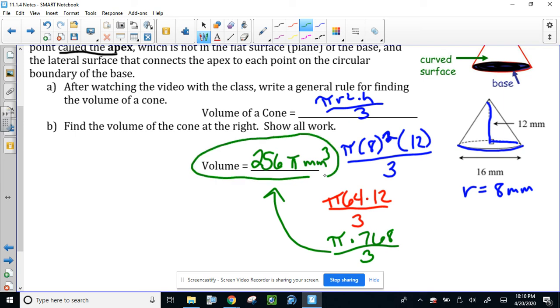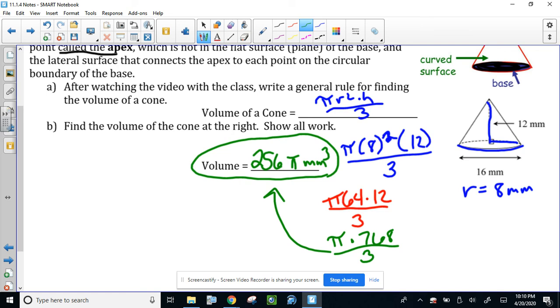So the volume of a cone is almost the same as the volume of a pyramid. You're still going to multiply the area of the base times the height, and you're still going to divide by 3 because it takes 3 cones to fill one cylinder with the same base area and the same height. So hopefully that helps out a little bit there.